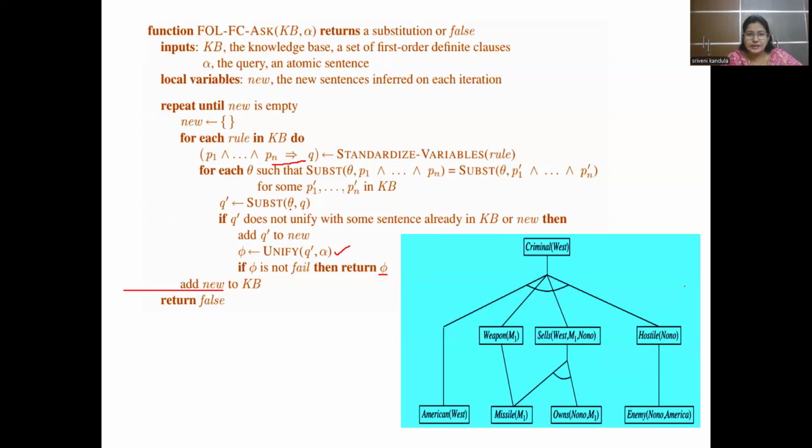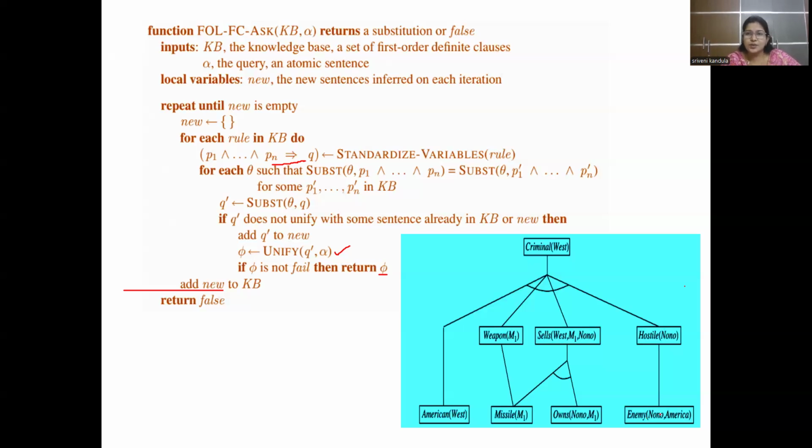So we are substituting theta in place of Q, and this we are modifying as Q dash. And if this is not already there in the knowledge base, you need to add it. Otherwise, if phi is not fail, then you will return phi and you will be adding that to the knowledge base. So from this, what I will be adding to the knowledge base are missile of M1 and owns of Nono. So these two I am adding. And if I solve these two, I will be getting sells of West. And then from this, I can add enemy of Nono, America.